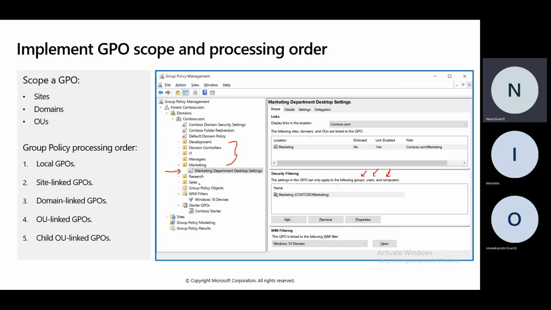Sorry? Domain controllers, are they also examples of organizational... Hello? Hello? Hello, sir. Yes, I can hear you now.